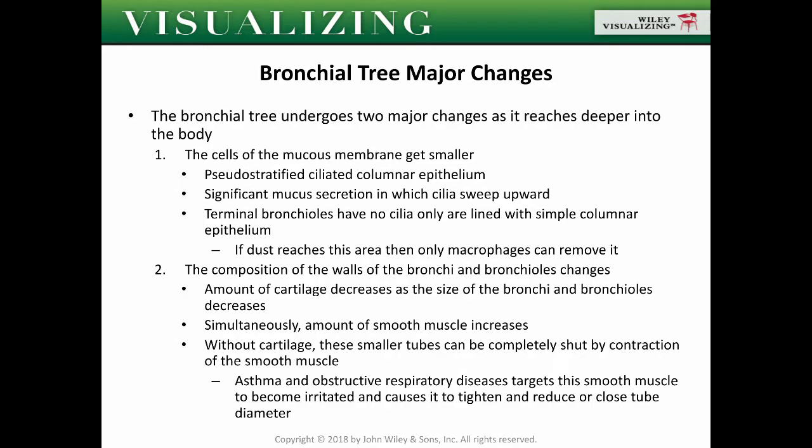The bronchial tree undergoes two major changes as it reaches deeper into the body. The cells of the mucous membrane get smaller. We have pseudostratified columnar epithelium on this side, with significant mucous secretion in which cilia sweep upward. The terminal bronchioles have no cilia and are lined with simple columnar epithelium.